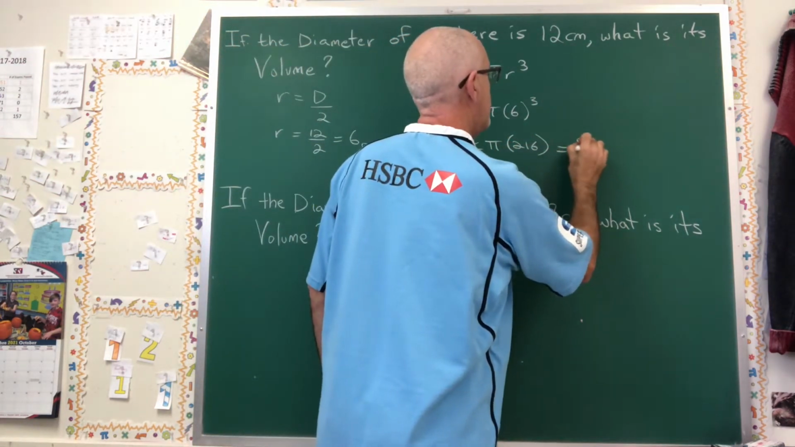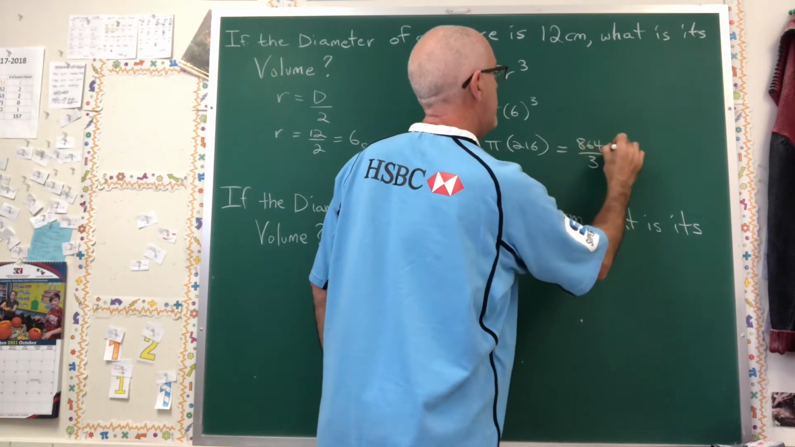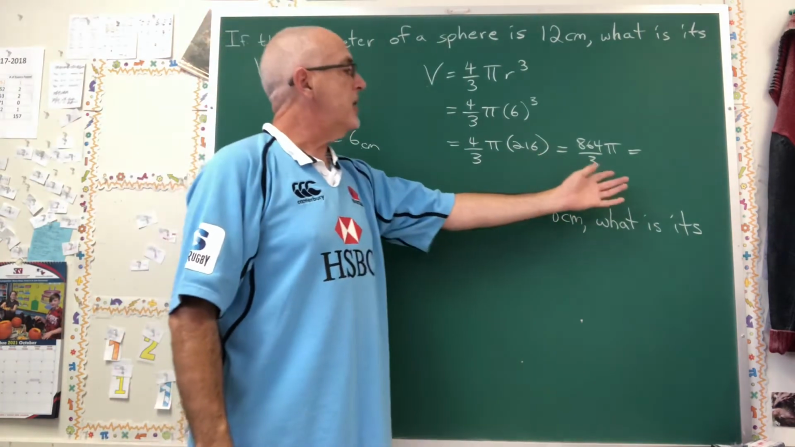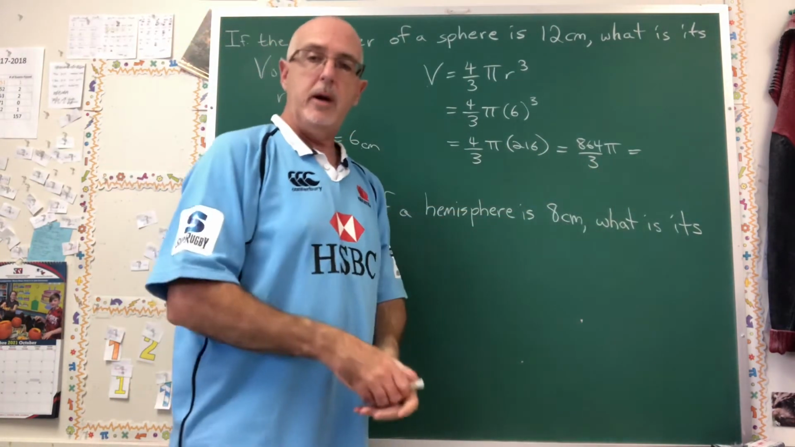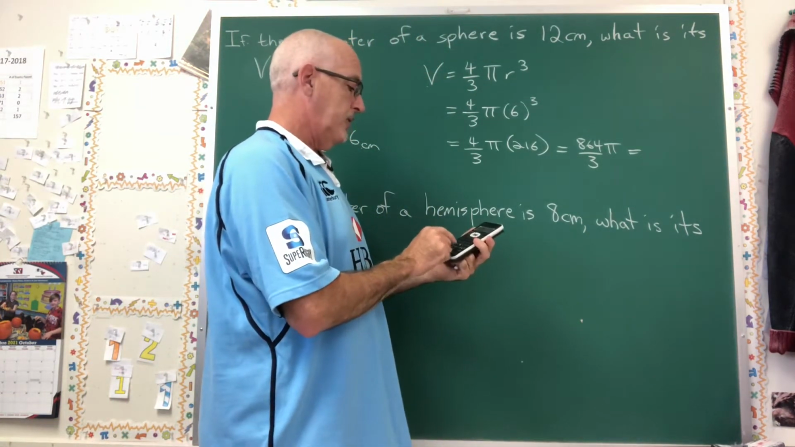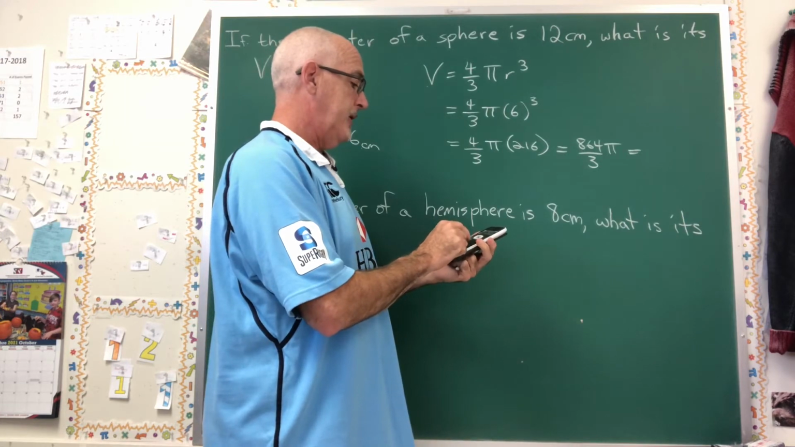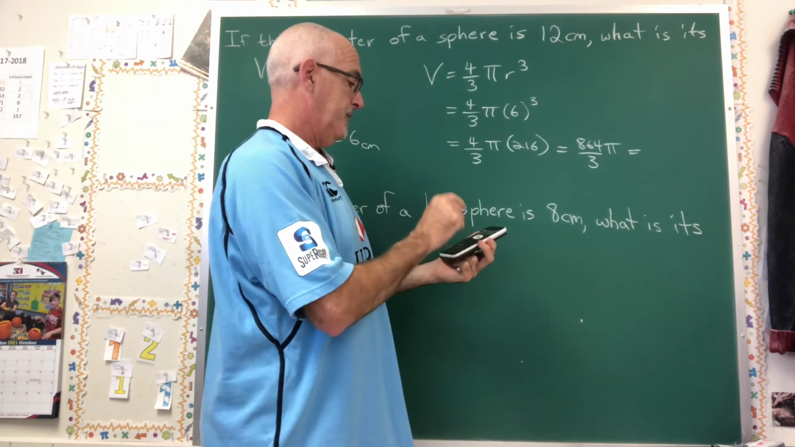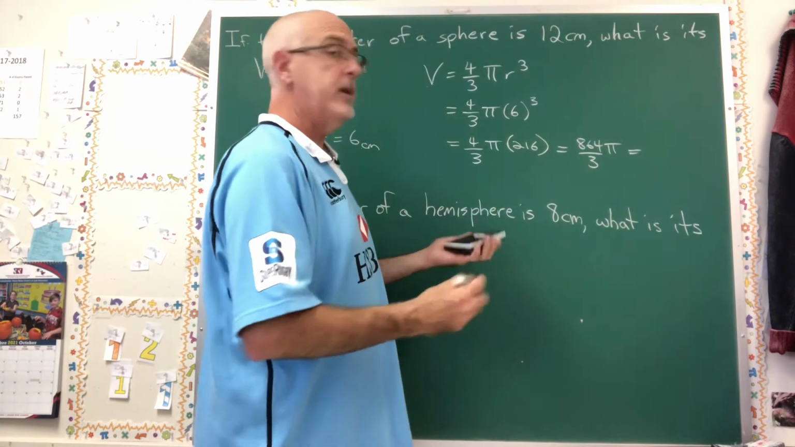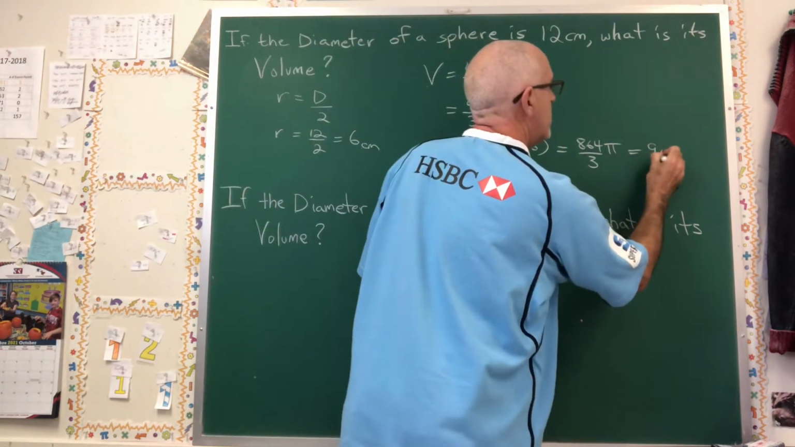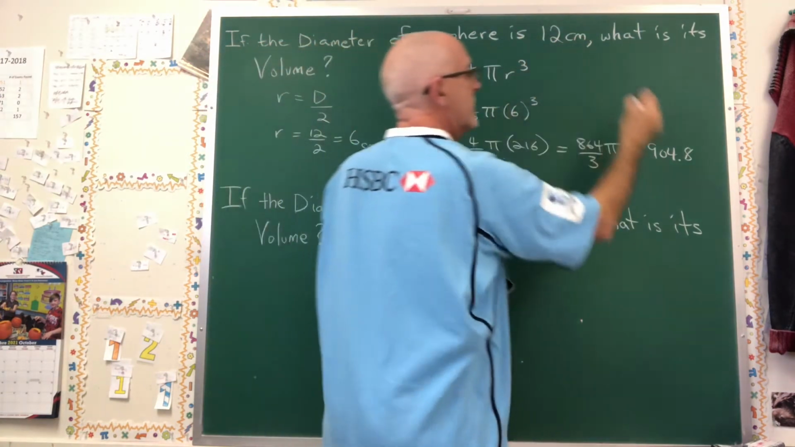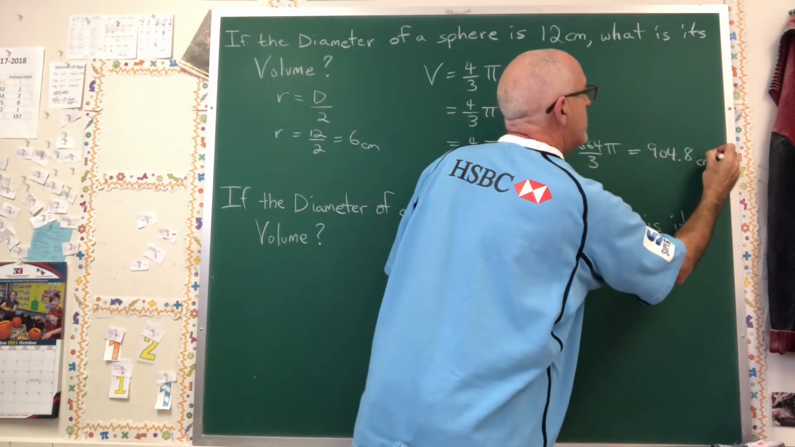So we have 864 over 3 pi. This is a valid answer because it stops me from having to round off, so it's exact. But if we want to have an answer in decimal form, we're going to do 864 times pi divided by 3, and we get 904.8. I had to round that off. And of course, since the diameter given was in centimeters, this volume will be in centimeters cubed.